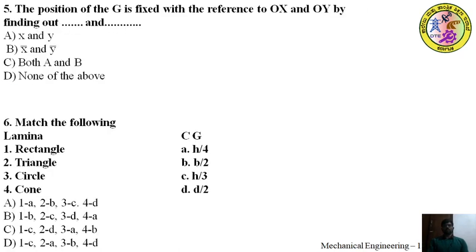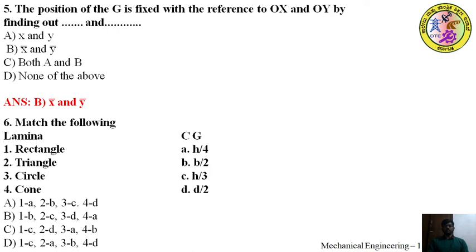Fifth question, the position of G is fixed with reference to OX and OY by finding out dash and dash. The options are A, X and Y; B, X bar and Y bar; C, both A and B; D, none of the above. We'll see the answer now. The answer is option B, X bar and Y bar.